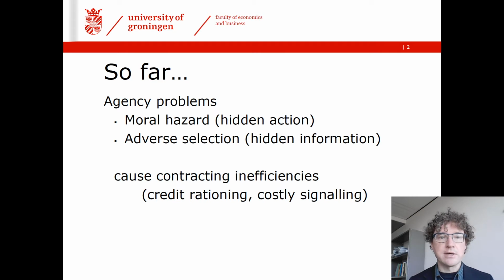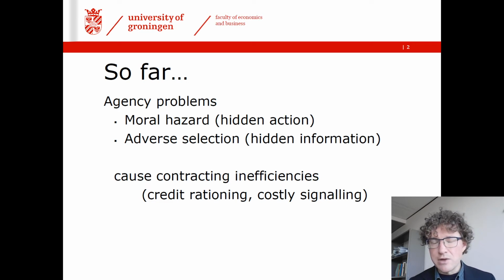So we've looked at agency problems, starting with moral hazard, the hidden action model that we looked at in the first two lectures. And then last lecture we had a look at adverse selection, so hidden information. And we saw that in either case, these agency problems, these informational problems, cause inefficiencies in the contracts. So what kind of inefficiencies did we have?